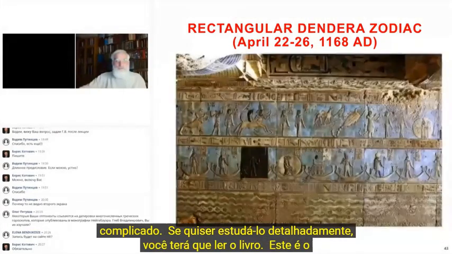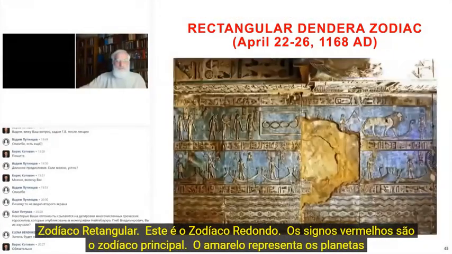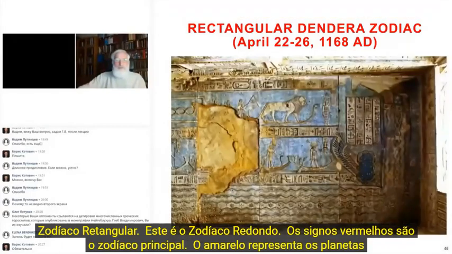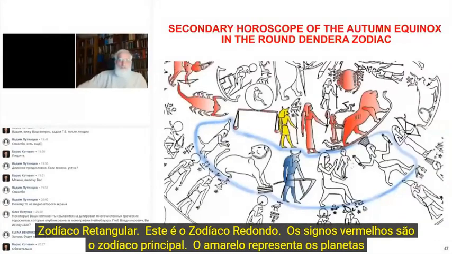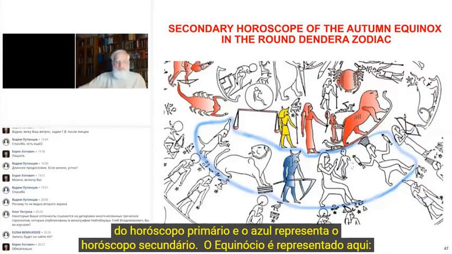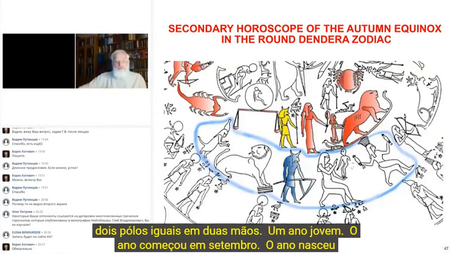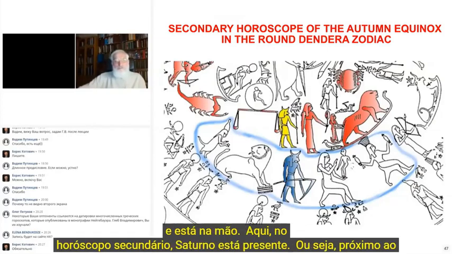This is the rectangular zodiac. This is the round zodiac. Red signs are the primary zodiac. Yellow represents the planets of the primary horoscope, and blue represents the secondary horoscope. Equinox is depicted here, two equal poles in two hands. A young year. The year started in September. The year was born, and it is held in the hand.